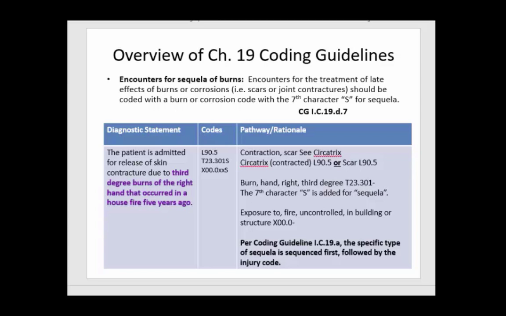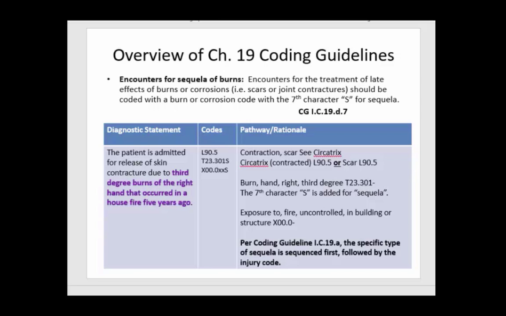So this patient is being admitted for release of skin contracture due to third degree burns of the right hand that occurred in a house fire 5 years ago. Automatically, when you're looking at something 5 years ago, you know you're looking at a sequela. A skin contracture is a sequela of a burn. Skin or joint contractures are both sequela. And whenever you're looking at a sequela, it's the seventh character of S.